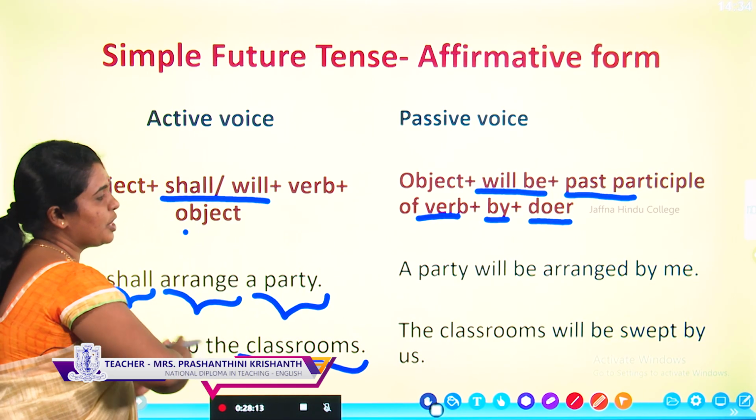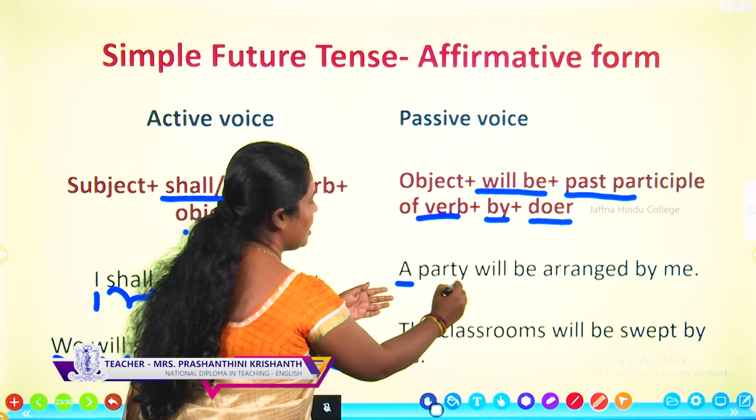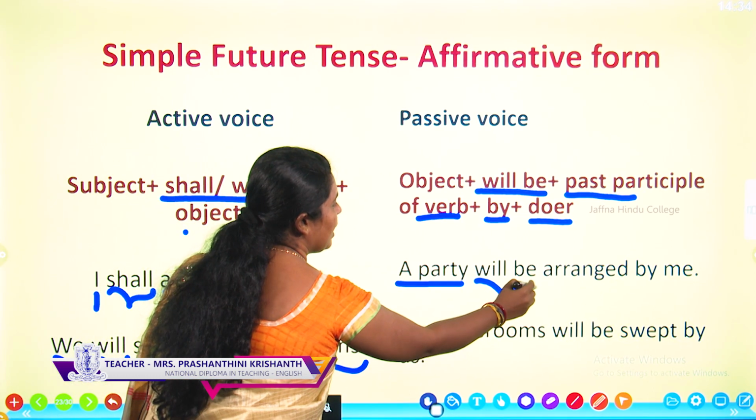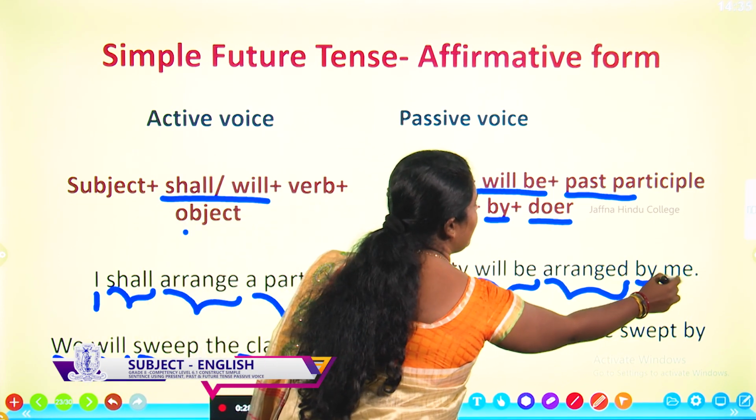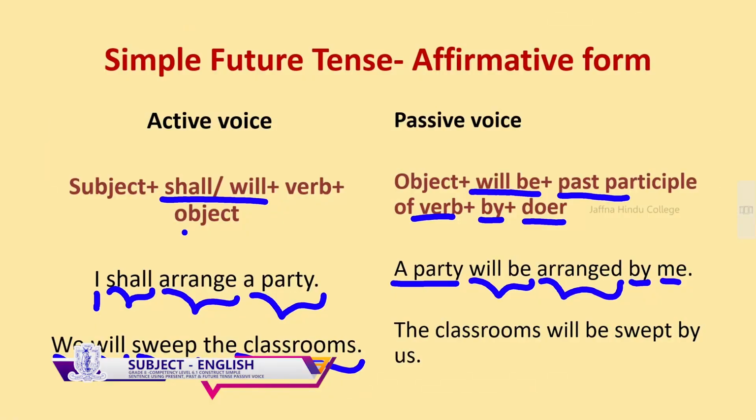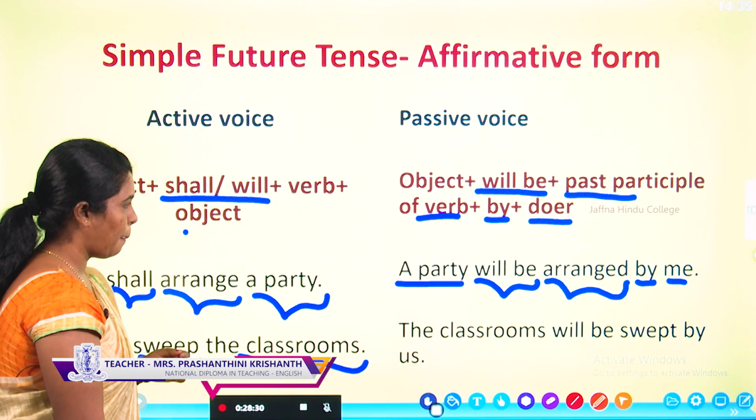So, a party should come first. A party will be arranged by me. Right? So, I will be me. So, a party will be arranged by me.